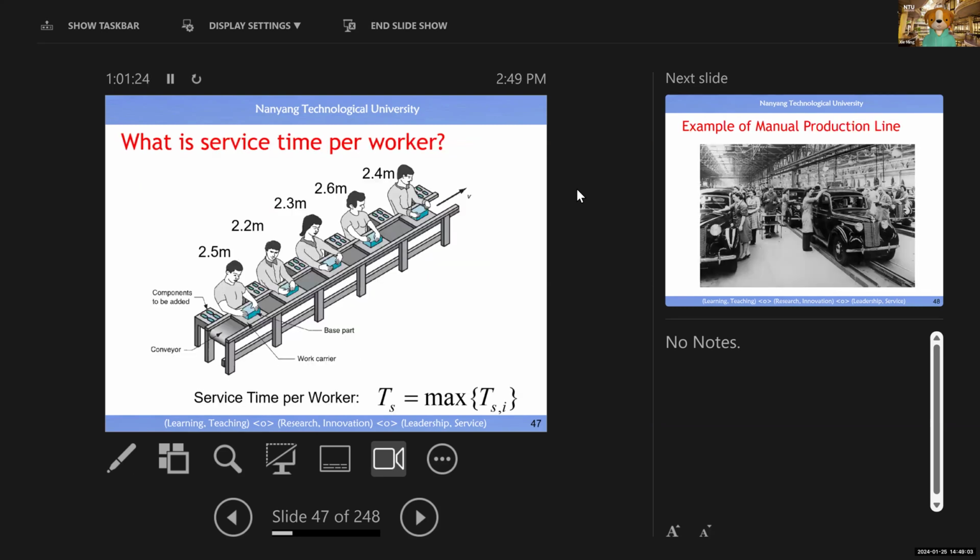Okay, so based on the previous slide, we highlight to you the basic scenario in the production line. Then we can try to come up with some key parameters, right, which will dictate the efficiency for you to operate the production line. Okay, first parameter is the service time per worker.